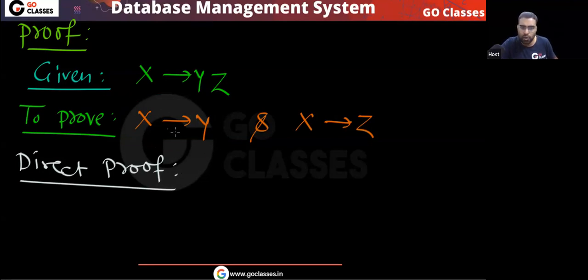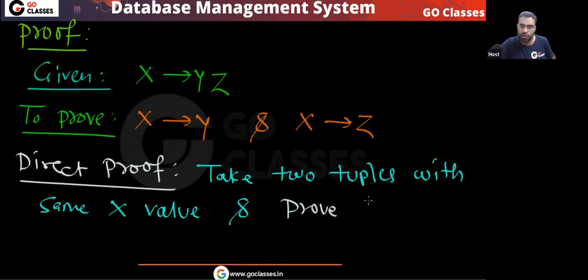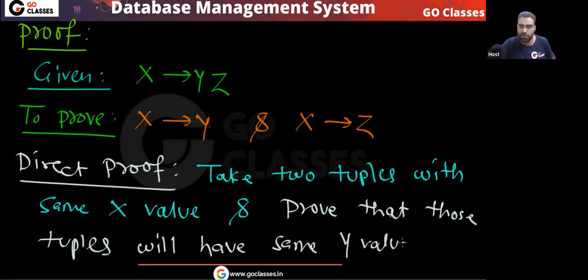You take two tuples with the same X value. Yes or no? So, a very simple point. What you do is take two tuples with the same X value, and prove that those tuples will have the same Y value and the same Z value. Is this clear?